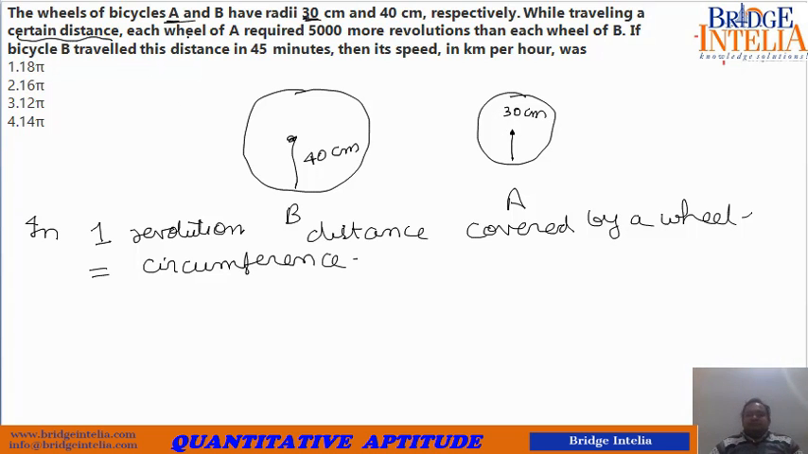It is given here, each wheel of A required 5,000 more revolutions than each wheel of B. Why? Because here the circumference is small, less. So this wheel will have to rotate more number of times to take you to the same distance. So that's why it is being said that the smaller wheel, which is A, rotates 5,000 more times as compared to the other one.